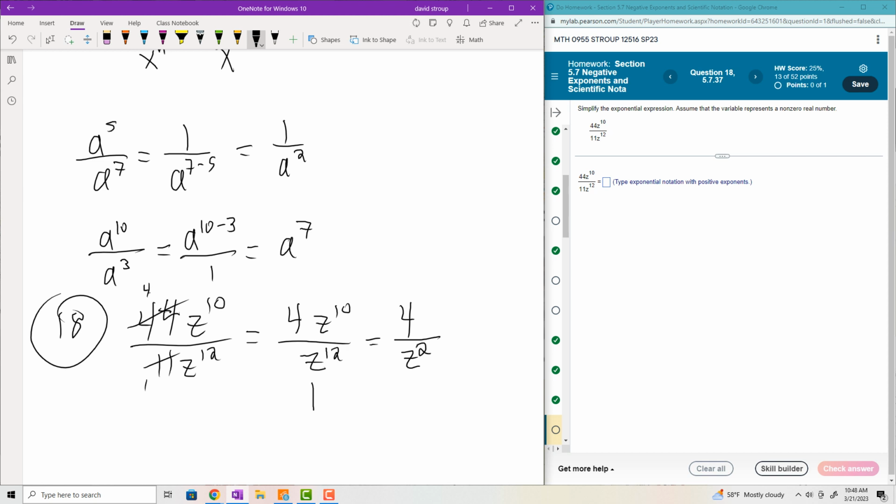Okay. The other way you can think of it is 4 all over z to the 12th minus 10, and that's what I just did, sorry. You can think of it as going 4 times, and then bring the z to the 12th up, z to the 10 minus 12, but that's just going to be 4 times z to the negative 2, and then you have to rewrite it as 4 over z squared.